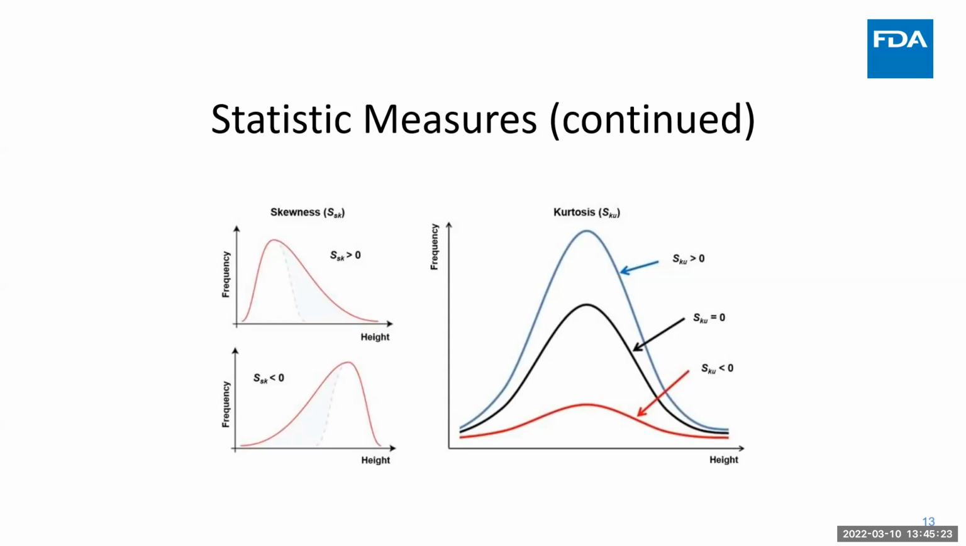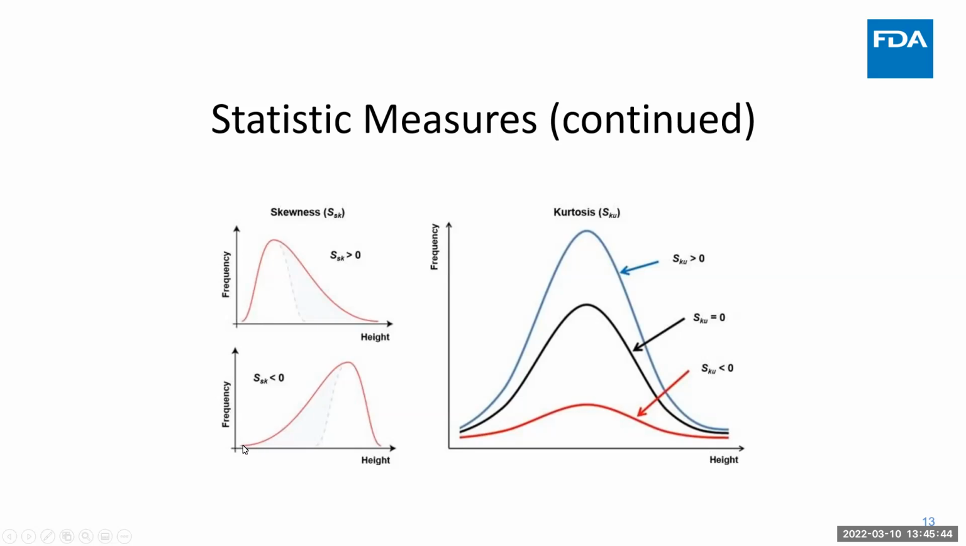We were discussing skewness and kurtosis. There are two other measures of central tendency. On the left, we see examples of skewness. It's a measure of the symmetry of the distribution. A positively skewed distribution has a longer right tail, and a negatively skewed distribution has a longer left tail.